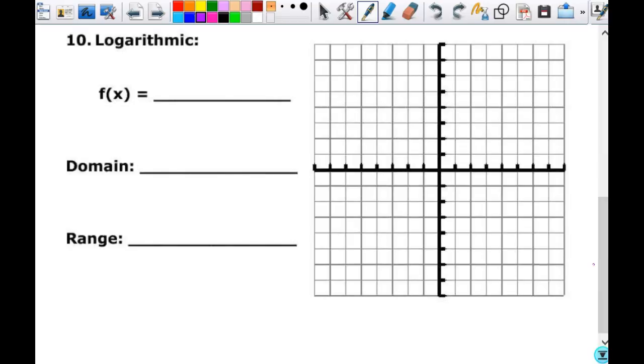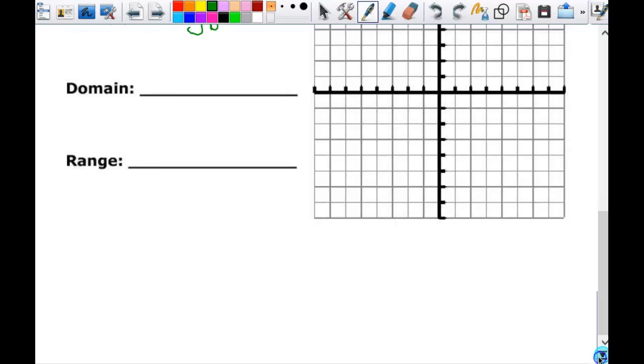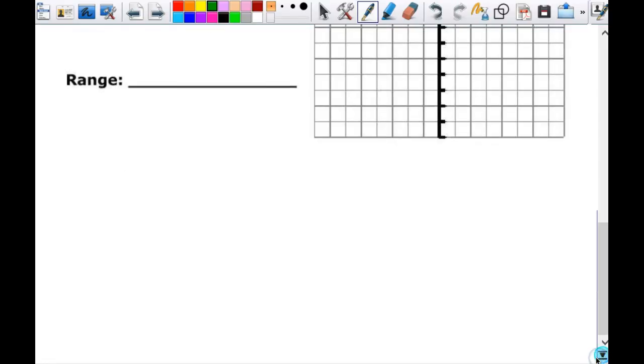Parent function for a log is f of x equals what? Log base what in general? Base b. So log base b of x. You need two graphs on this one also. Okay, and so we have a little bit more room down at the bottom on this. Like you have extra room at the bottom, extra room at the top. So we'll do these down at the bottom.